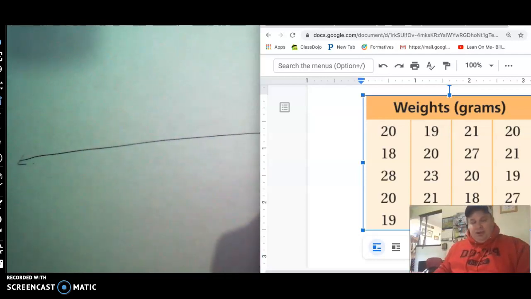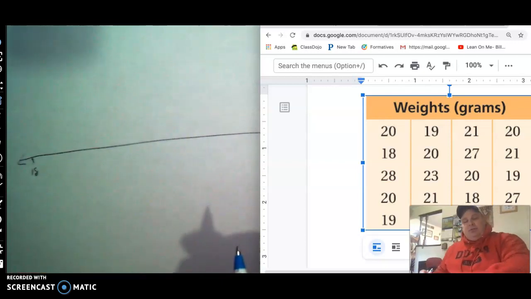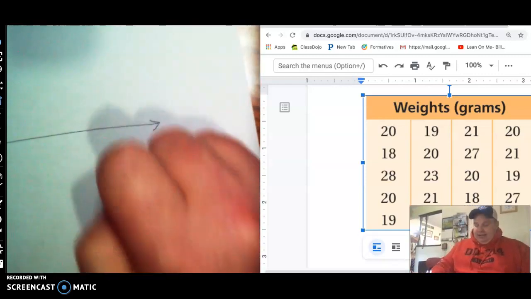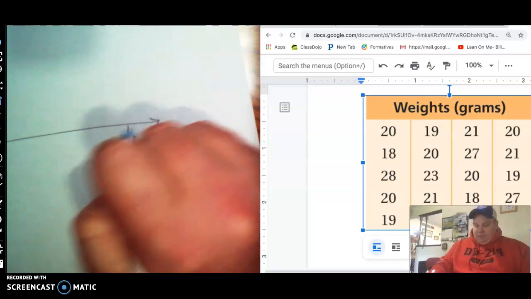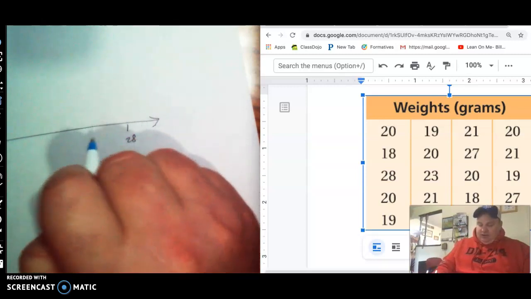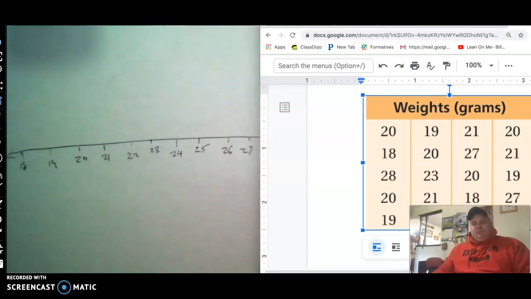Okay, so you make your number line. And you always start off with the smallest number that you got. If you look in our table over to the right, you'll see that 18 is the smallest number we have. And I believe that 28 is the largest number that we have. So, go ahead and continue making your number lines.